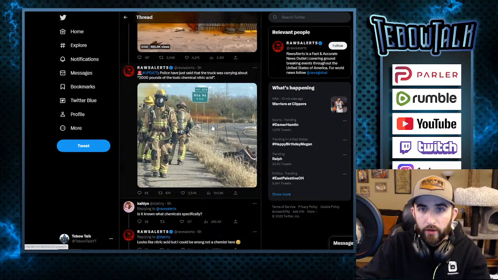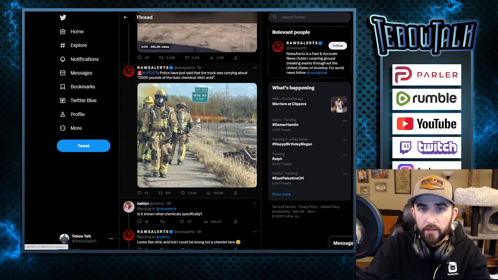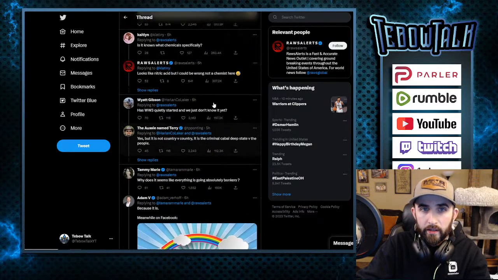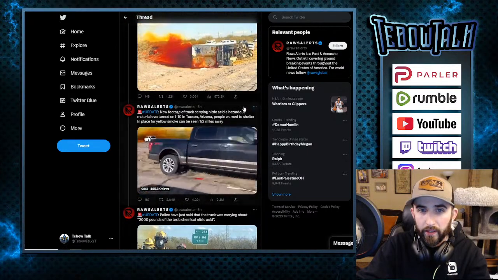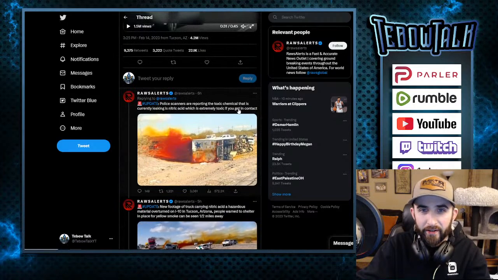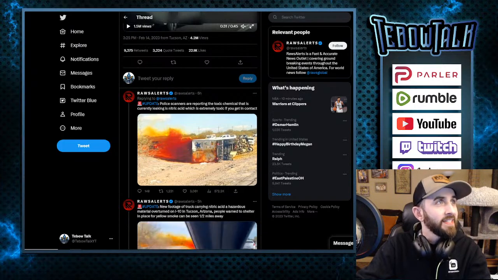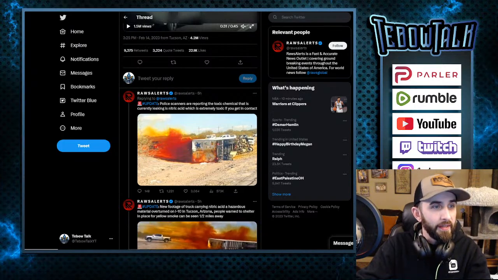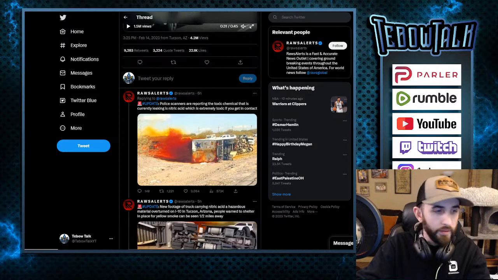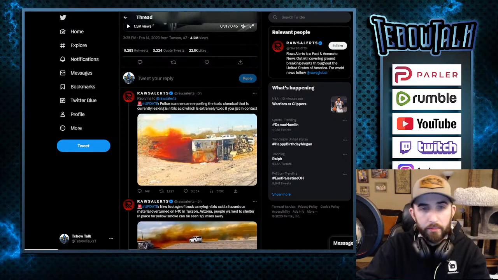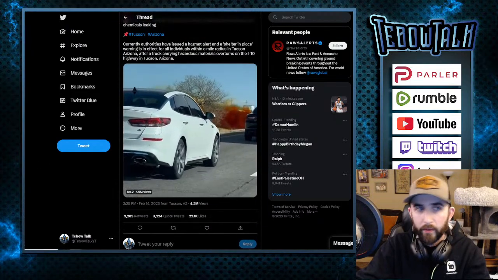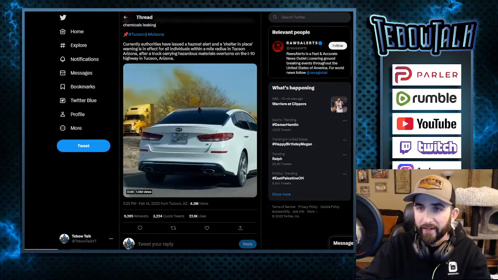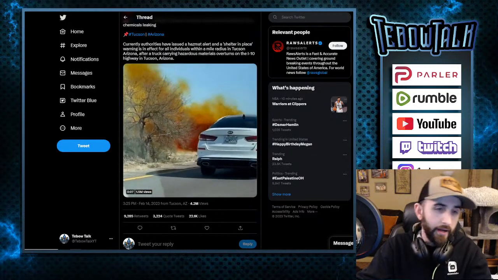Police have said that the truck was carrying about 2,000 pounds of the toxic chemical nitric acid. And apparently nitric acid is no bueno. They said on here it's extremely toxic if you get in contact. So, no clue about the severity of what's going on, how much of it's going to spread, or how far it's spread, or if they're going to do a repeat of what happened over in East Palestine, where they detonated the stuff and ended up causing the acid rain and all that.